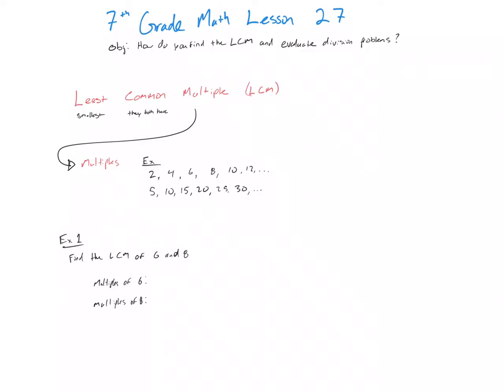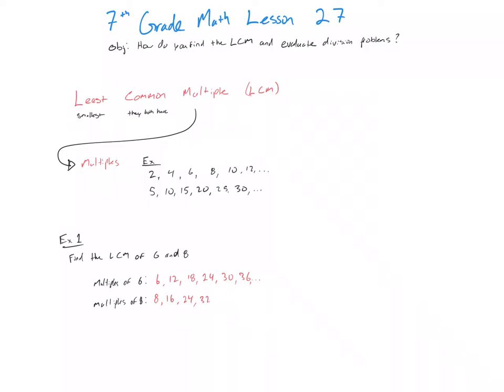So here's example 1. Find the least common multiple of 6 and 8. So let's just write out the multiples here of 6. So 6 times 1 is 6. 6 times 2 is 12. Times 3 is 18. Times 4 is 24. Times 5 is 30. Times 6 is 36. And it keeps going from there, but we'll stop with that. For 8, multiples of 8: 8 times 1 is 8, 8 times 2 is 16, 8 times 3 is 24, and I'm going to just stop there. I guess the next one would be 32.